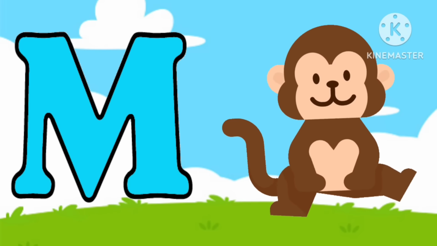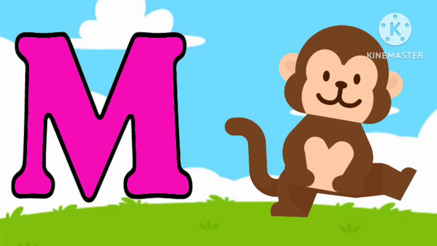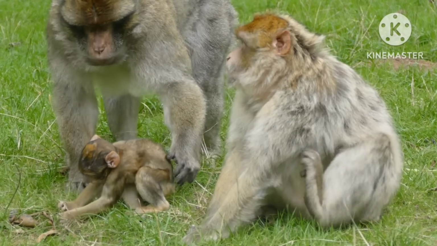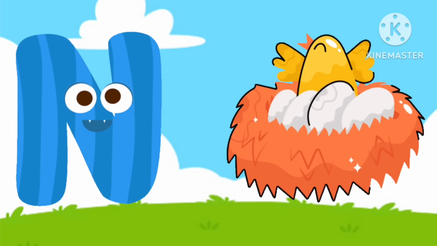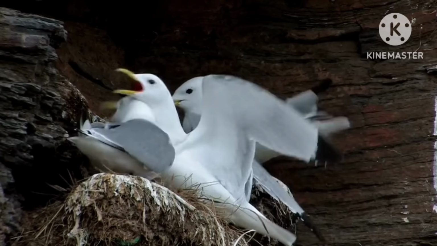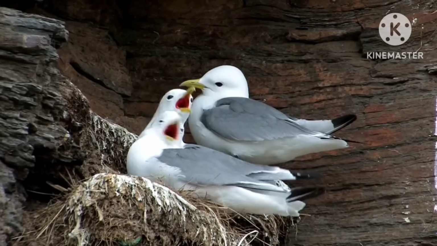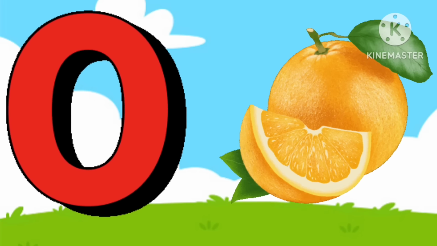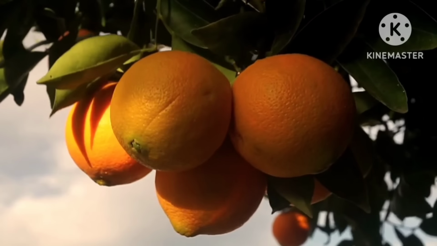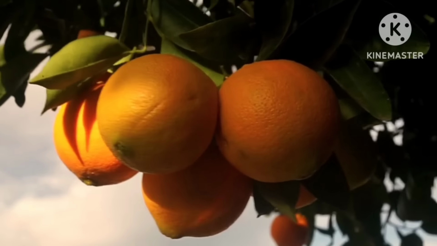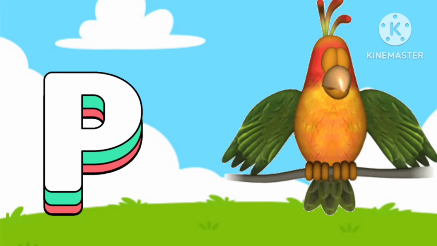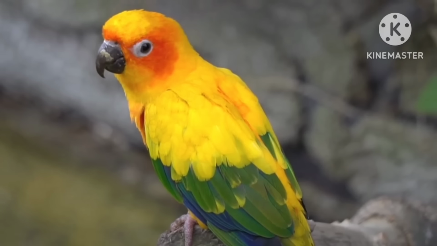M for monkey. Monkey means bandar. N for nest. Nest means ghosla. O for orange. Orange means santra. P for parrot. Parrot means tora.